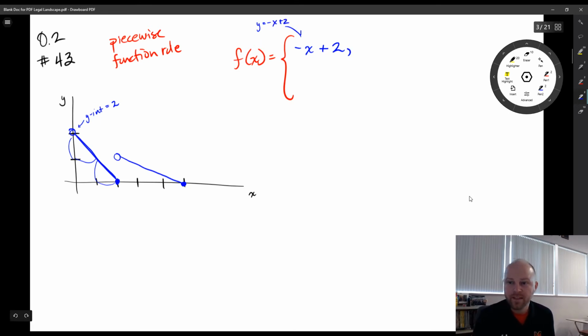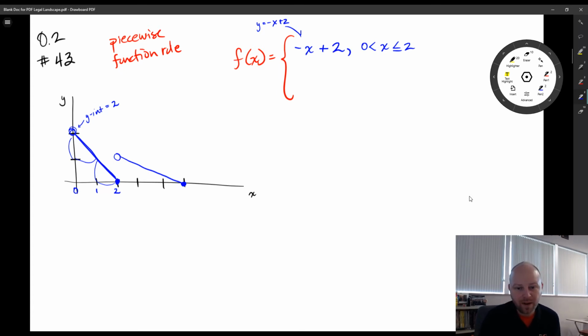And then in a piecewise function, we have to tell the reader where exactly this function rule applies. And it applies from x equals 0 to x equals 2, but 0 is not included since we have the open circle, and 2 is included since we have the closed circle. So this is going to be all x's between 0 and 2, but 2 is included and 0 is not.